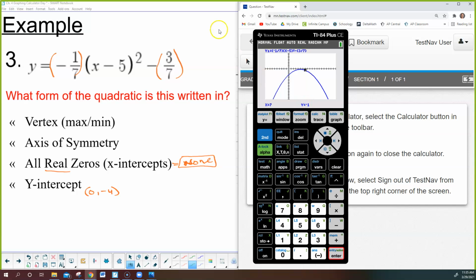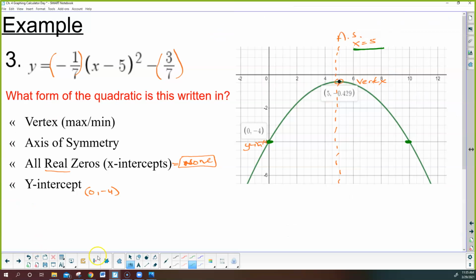Notice it's the same value. So that just gave me 2 extra points really quick. I go over 3 down 1, there's a point. And if I went over 7 down 1, there's another point. And that just gives me more points to be a little bit more accurate with my graph. Okay.